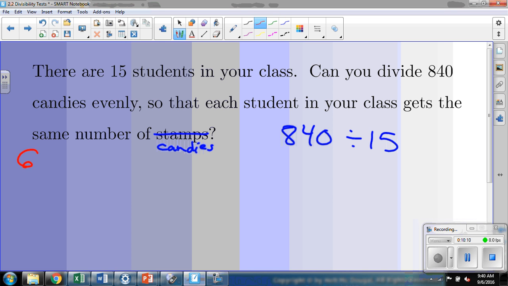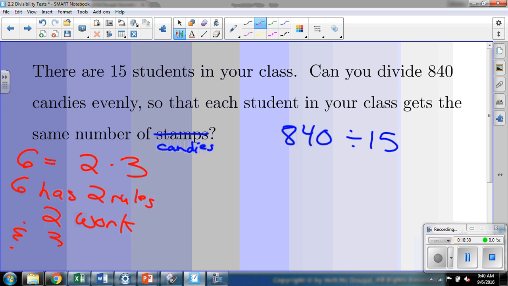The rule for 6 is somewhat special because 6 is equal to 2 times 3. 6 actually has 2 rules. The rule for 2 has to work, and the rule for 3 has to work. If we are trying to divide out by 6, as your notes that I gave you indicate, if we're using the divisibility rule for 6, we have to check that 2 works, we have to check that 3 works. If either one of them would be a no, then 6 would be a no.